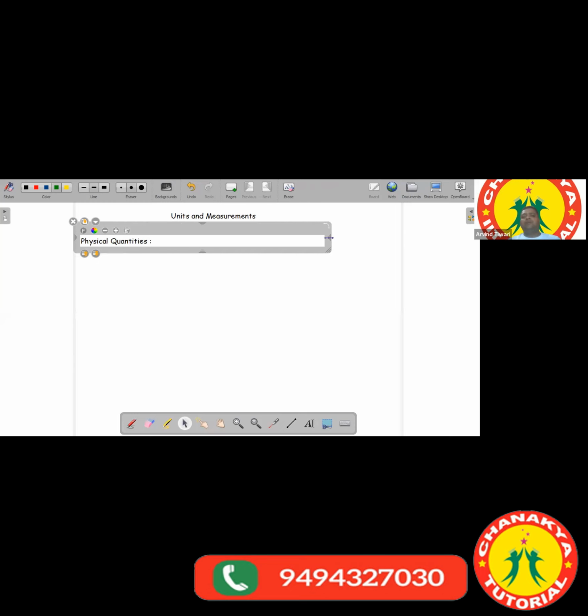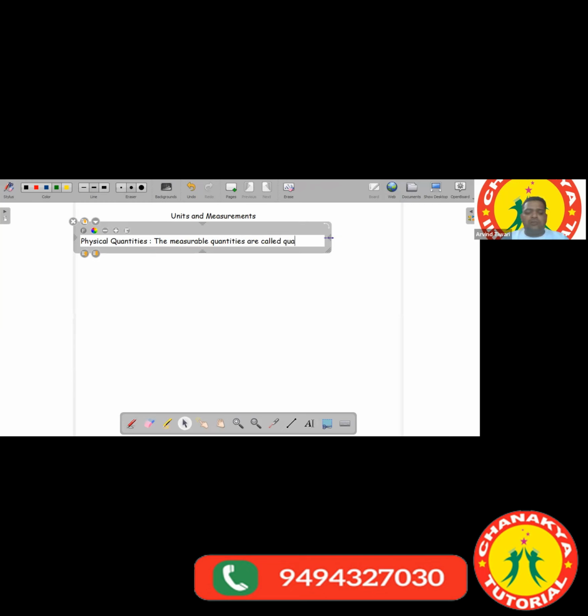So first of all, we define the physical quantities. What are the physical quantities? These are the quantities which are measurable. You can say the measurable quantities are called physical quantities. So we'll see what are the measurable quantities.